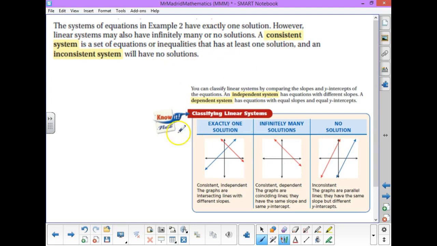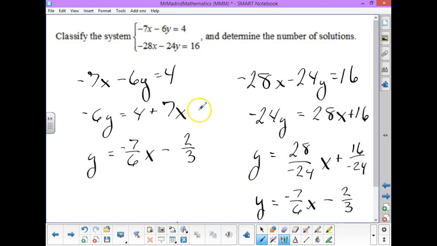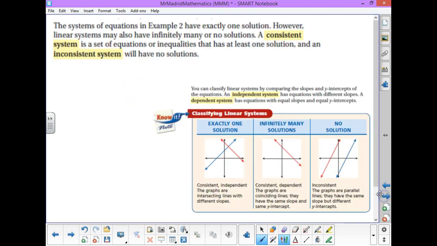Okay, there's a lot of good stuff here that you can jot down. Now in terms of classifying, ours is this one, so it is consistent, and here's the definition you can jot down for your notebooks. And it's also dependent, also here for your notes. They're saying that the graphs are coinciding lines. They have the same slopes and the same y-intercepts. So if we come back this way, we can say that it is consistent, and we'll add the word dependent.